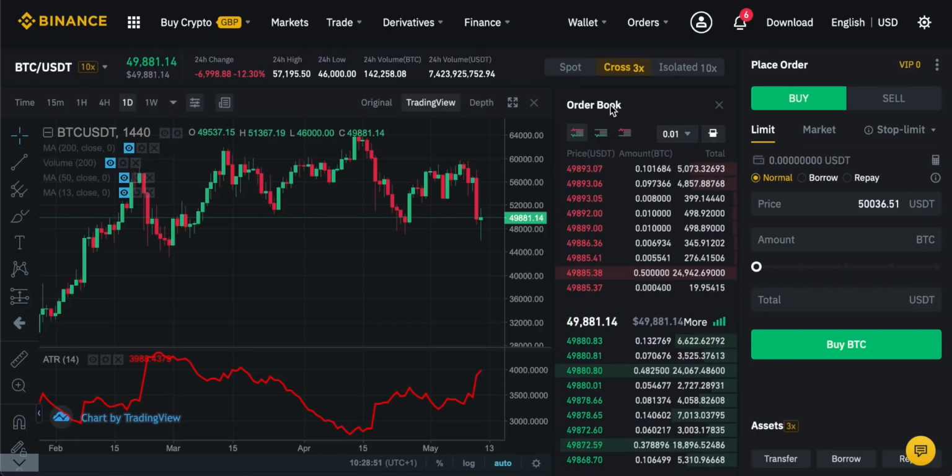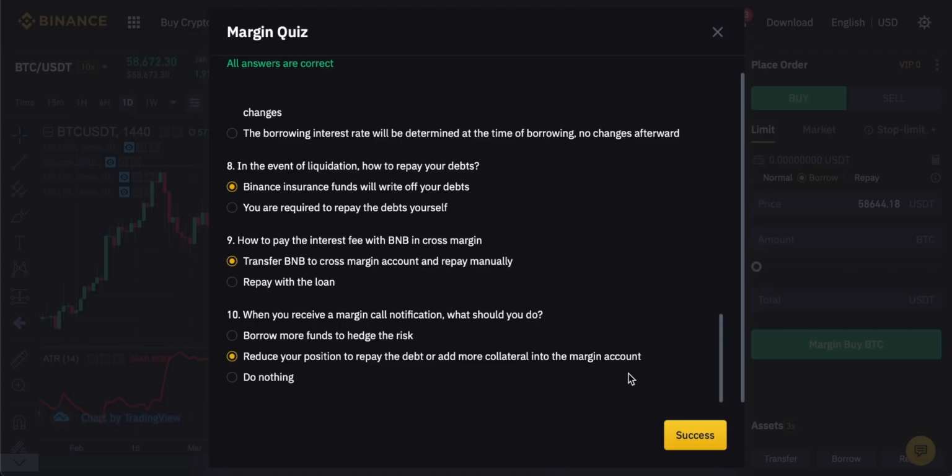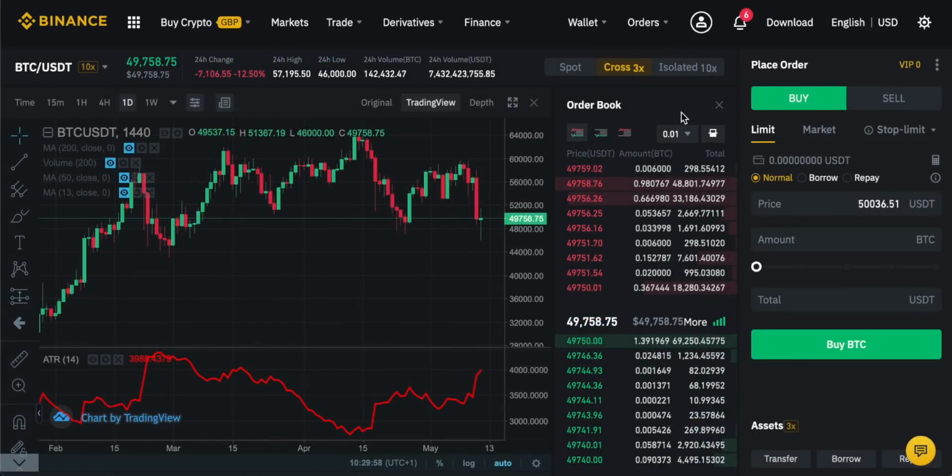Because I've used the margin trading account before, the quiz doesn't pop up for me, but here's what it looks like. Before you start trading margin for the first time, you will have to answer these questions and make sure that you get everything correct. Once you've taken the quiz though, we can come right into trading on margin, and it's exactly the same as trading in the spot market.